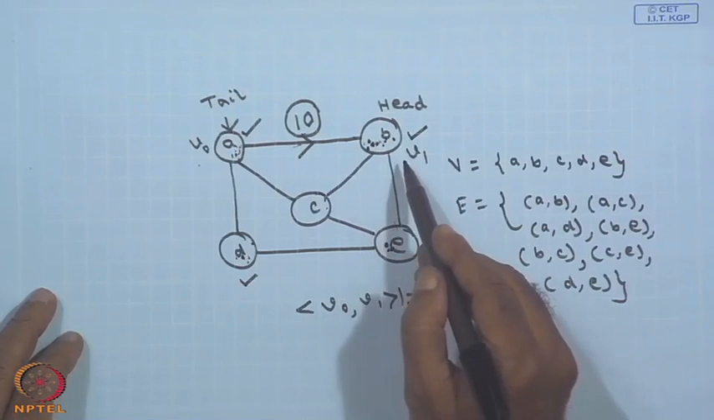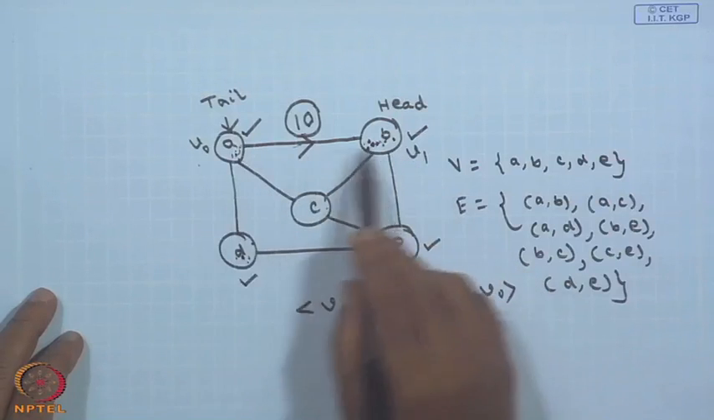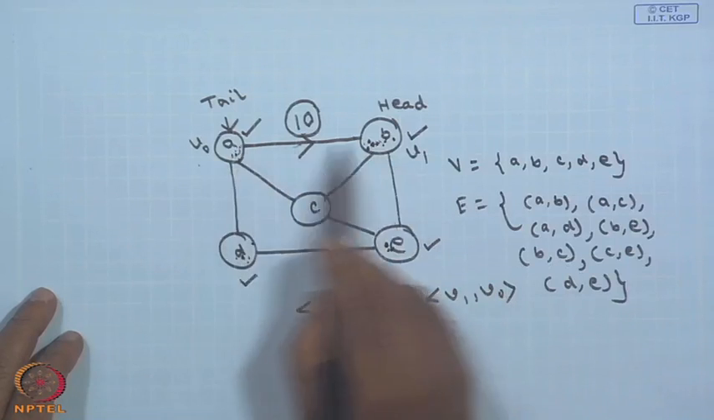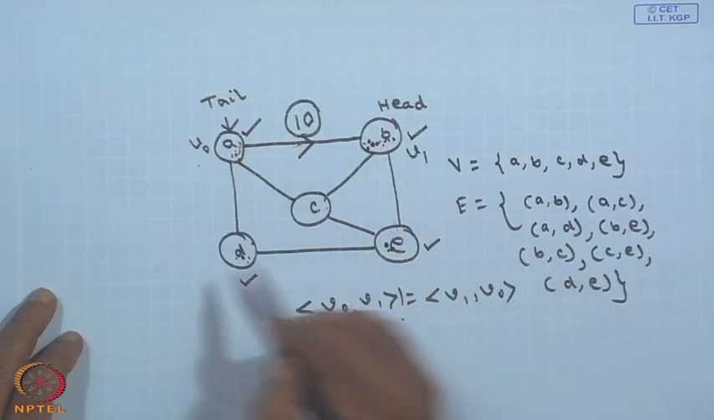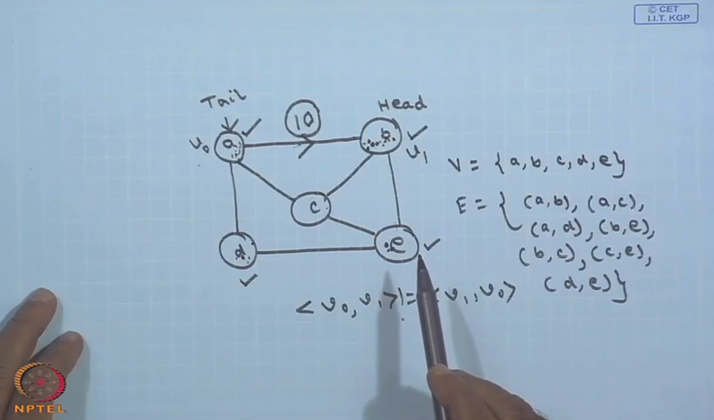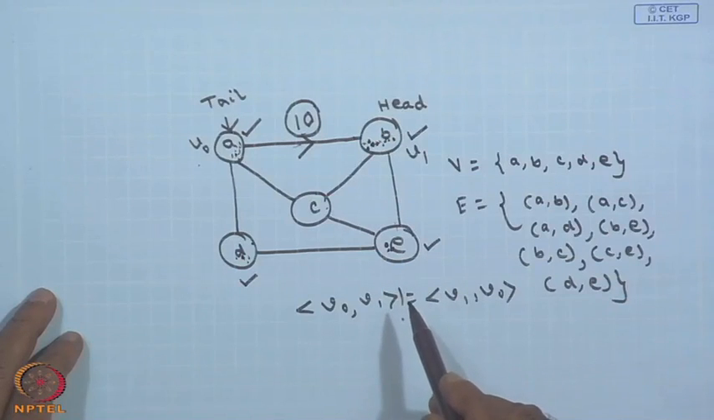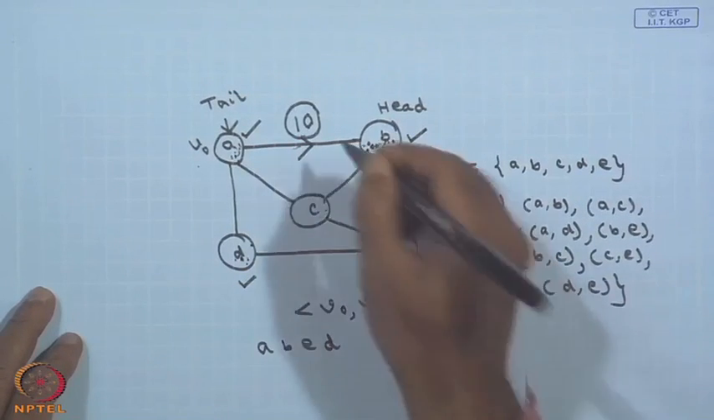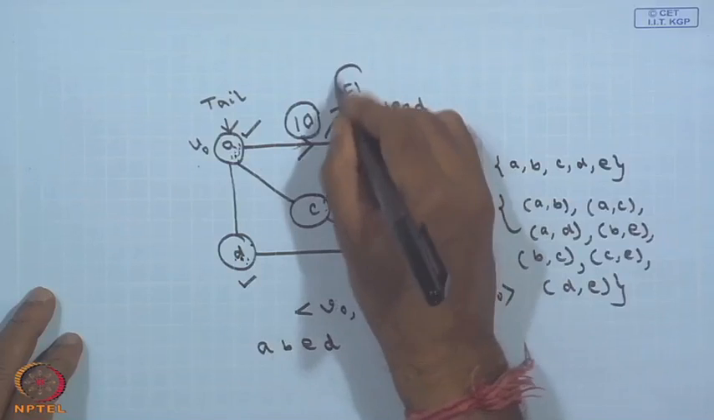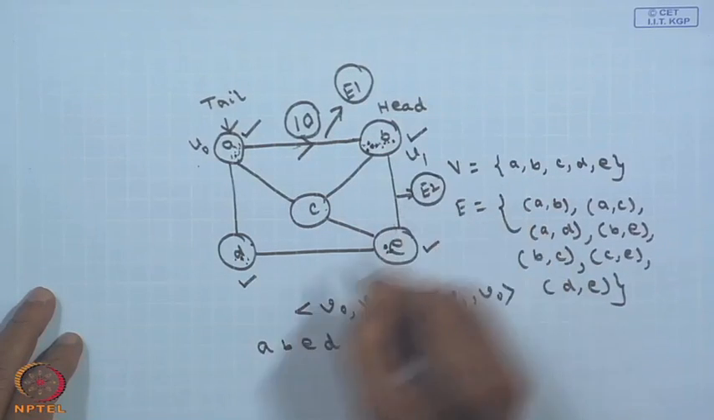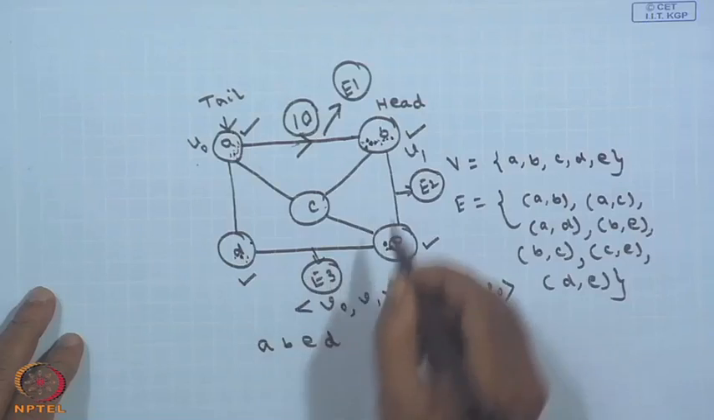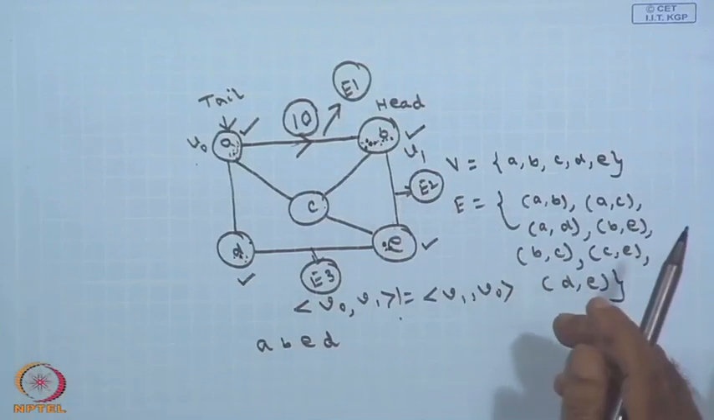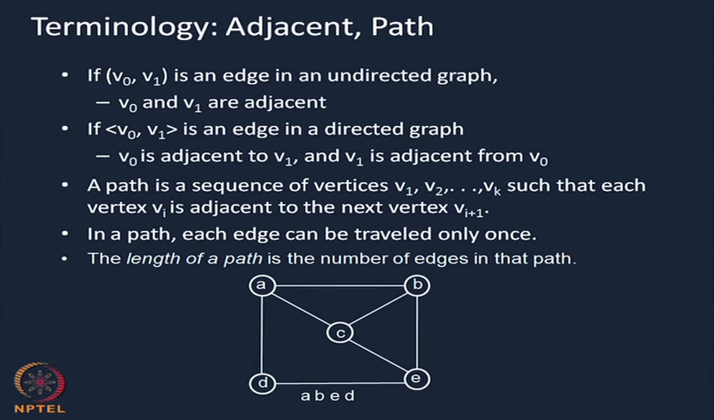You have to note one thing: in a path, each edge can be travelled only once. And the last one is that the length of a path is the number of edges in that path. That is, if I am moving in the direction A B E D, then the edges are E 1, E 2 and E 3. The edges which have been travelled, the sum of these three, E 1, E 2 and E 3, will give you the length of that particular path.